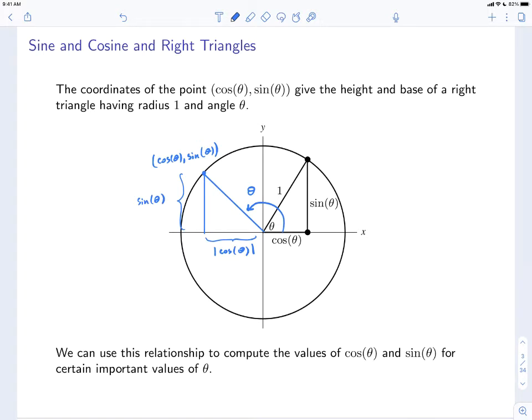At any rate, we can see that there is a relationship between cosine of theta and sine of theta on the circle that also appears in terms of these right triangles. Both of these triangles are right triangles. And we can exploit this relationship to compute certain values of cosine theta and sine of theta.